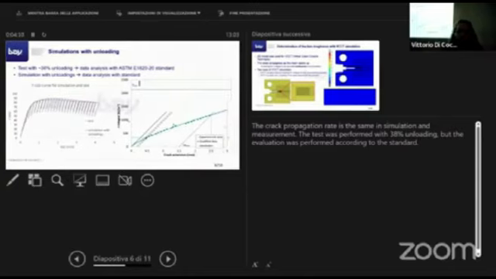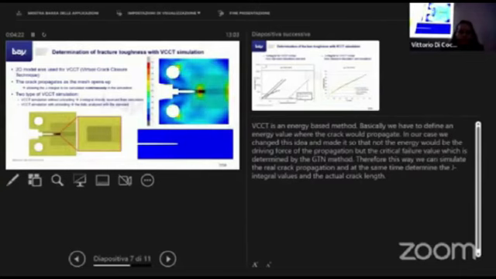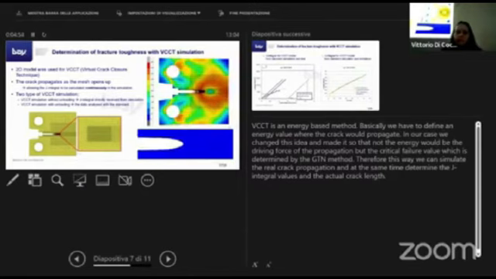But to make it a little bit faster, because these were 3D simulations, we wanted to use the VCCT simulation method, where we made some changes. Basically, the first version of VCCT is energy-based. We have to have the energy value, which is based on the fracture toughness, and the crack would propagate. We changed this method, and the idea was not to use the energy values, but for the driving force to use the critical failure values determined by the GTN method. So the two methods were combined together.